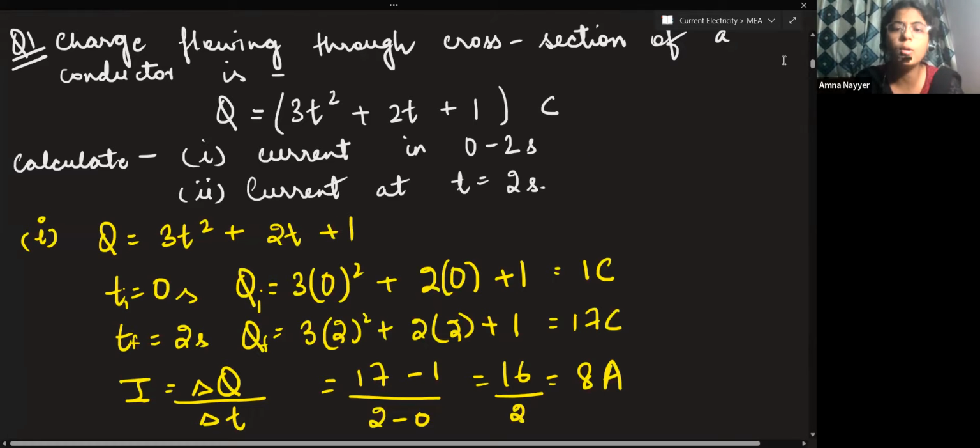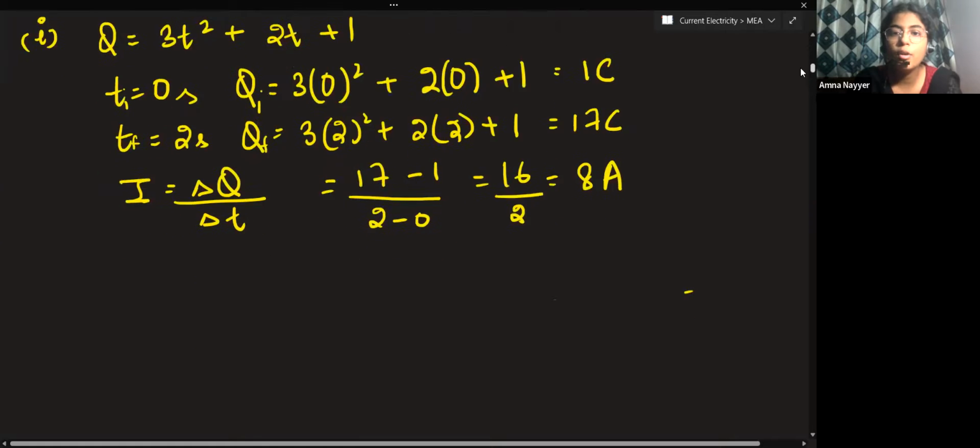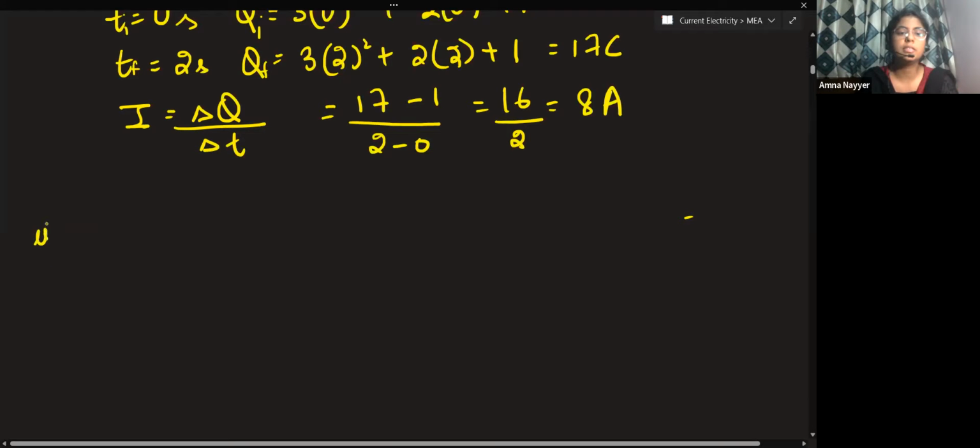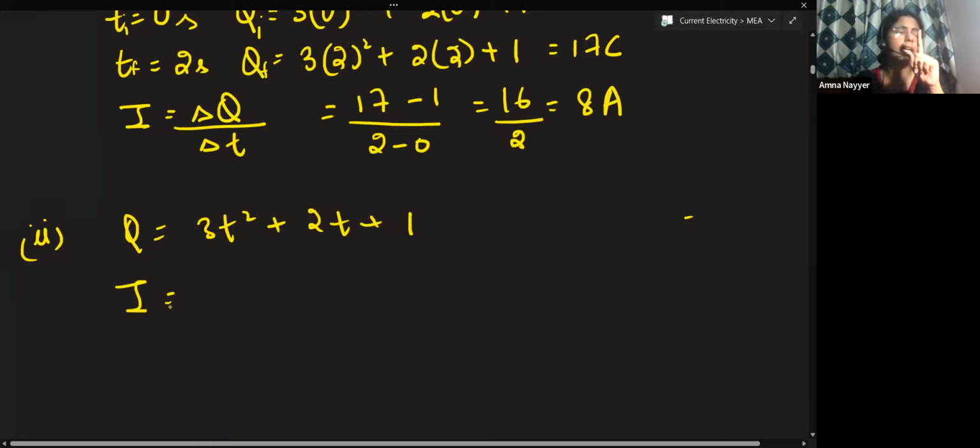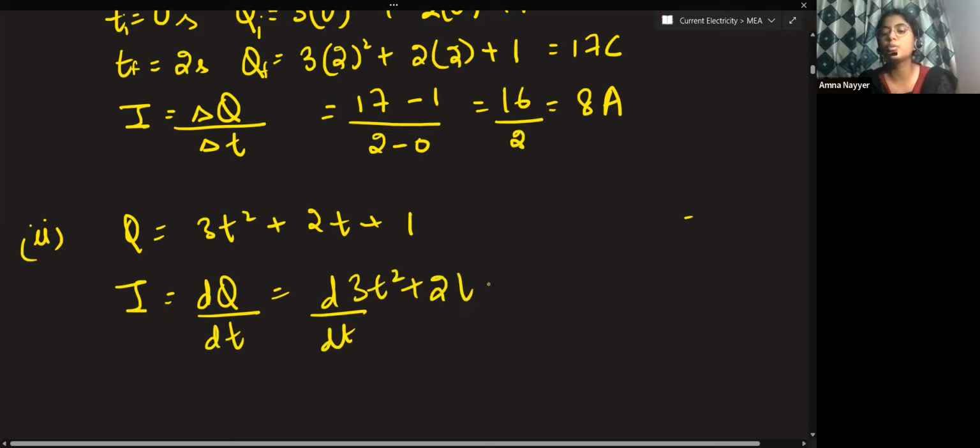Now moving on to the second part. Whenever you have to calculate current for a specific time moment, the charge is given by 3t square plus 2t plus 1. So at a specific moment of time I have to calculate, I have to differentiate charge with respect to time. What is the value of charge? Charge is 3t square plus 2t plus 1. This is the whole term of charge.